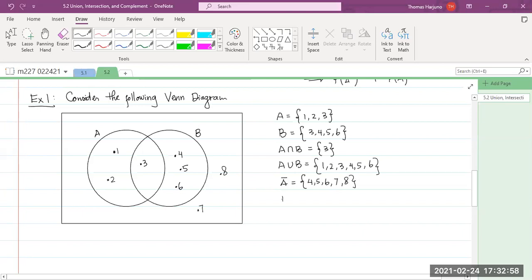How about the complement of B? 4, 5, 6? Are you sure? No, you see 4, 5, 6 is actually inside B. So 1, 2, 3? Including 3? No, I just want to say 1, 2. 1, 2, and then what else? 8, 7. Is it okay?